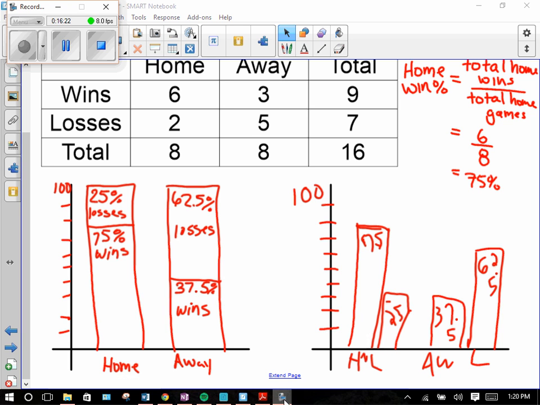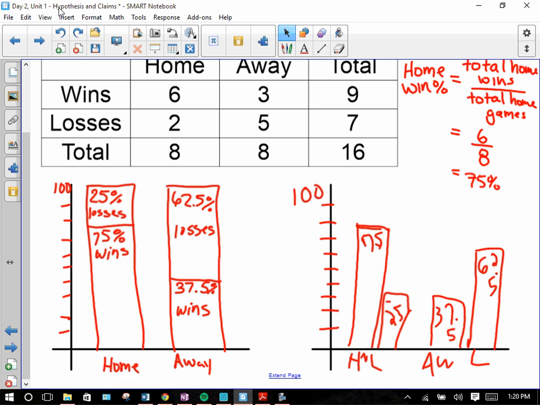The big thing I want to make sure that we understand is that when we're reading this, we're going to do 6 divided by 9, because that would give us what percent of wins were at home out of the total wins. We want wins out of total for home. So, that being said, cool.